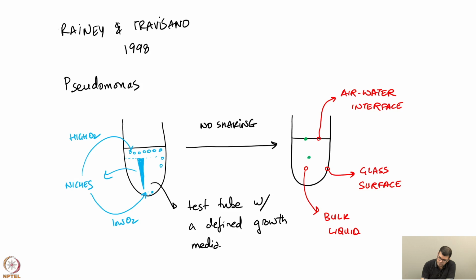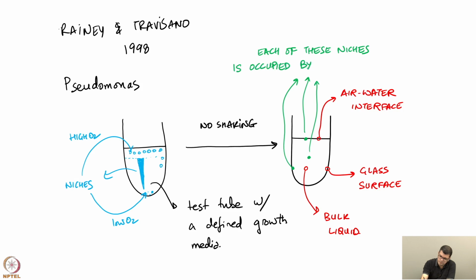distinct anymore. So, let us say these are three Pseudomonas populations, one sticking to the surface of the tube, second one floating in the bulk liquid, and third one at the air water interface. Each one of these niches is occupied by a unique genotype.